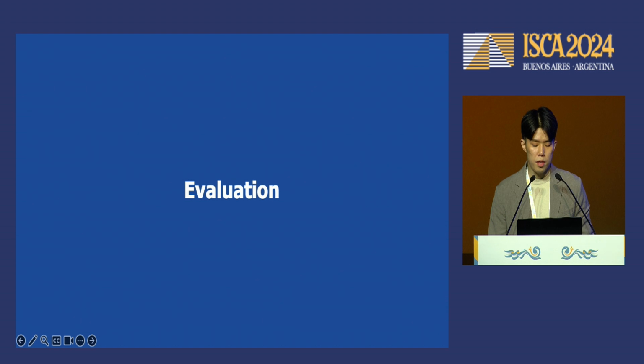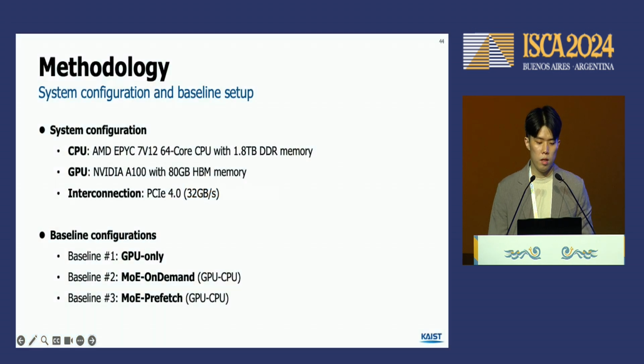Now I'll explain the evaluation results of Pre-gated MoE. For system configuration, we utilize an AMD EPYC CPU with 1.8 terabytes of DDR memory, an NVIDIA A100 GPU with 80 gigabytes of HBM memory, and PCIe version 4, which has a bandwidth of 32 gigabytes per second. For the baselines, we compare our Pre-gated MoE with GPU-only, MoE on-demand, and MoE prefetch configurations.